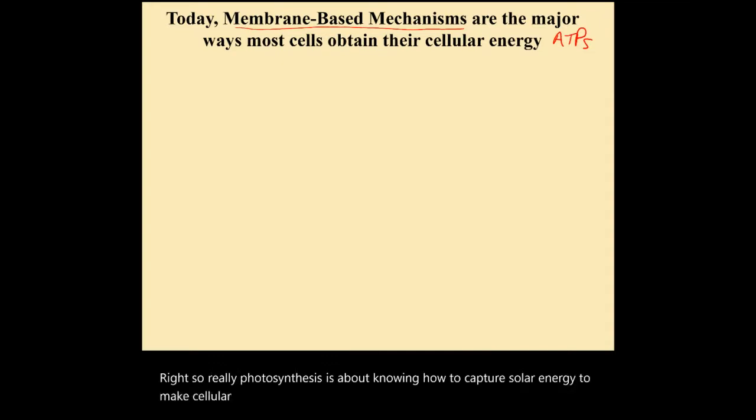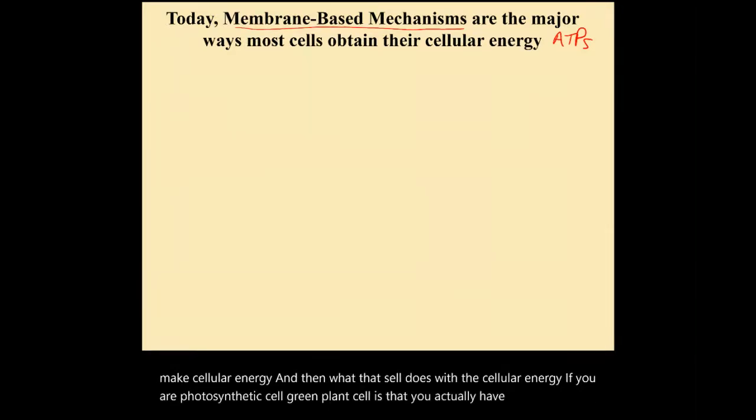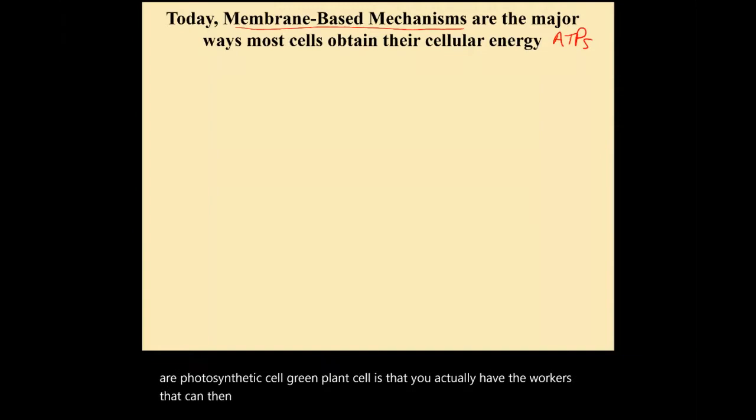And then what that cell does with the cellular energy, if you're a photosynthetic cell, a green plant cell, is that you actually have the workers that can then change carbon dioxide into glucose, but using ATP energy to do that, not using solar energy to do that.